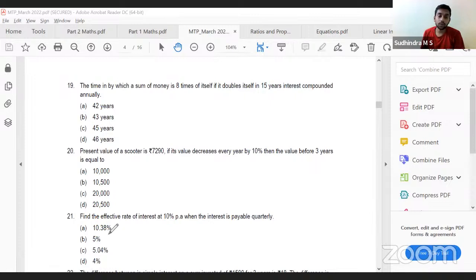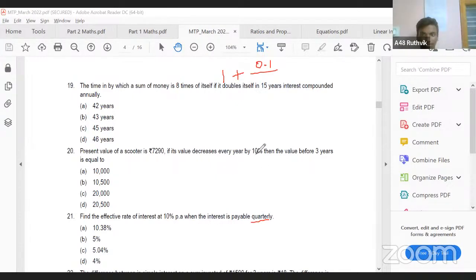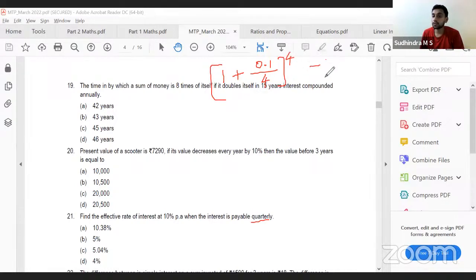But in exams, we do not know. We can get 10.1, 10.2, 10.3, 10.4. In such cases, we have to solve. How to solve it? 1 plus 0.1 divided by 4, quarterly. So every year, what is the conversion period? 4. The number of conversions is 4. Divided by 4 to the power of 4, minus 1.